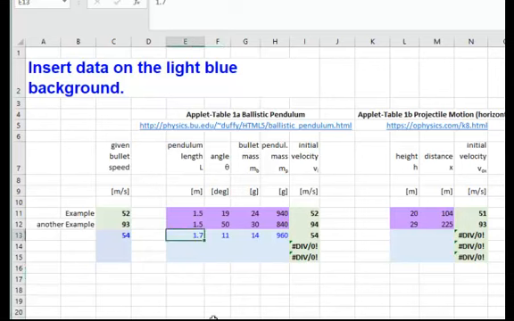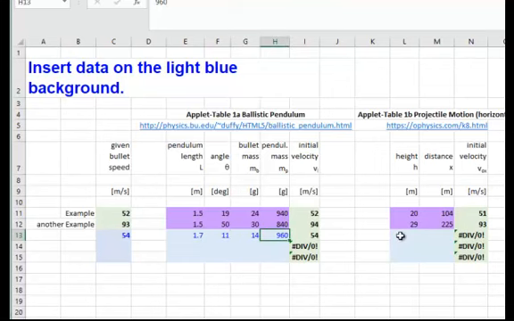Oh, I already put the data in for the ballistic pendulum. So 54, that's the given bullet speed, the pendulum length 1.7, the angle 11 degrees. That was a little bit hard to measure. The bullet mass 14 grams, the pendulum mass 960 grams.